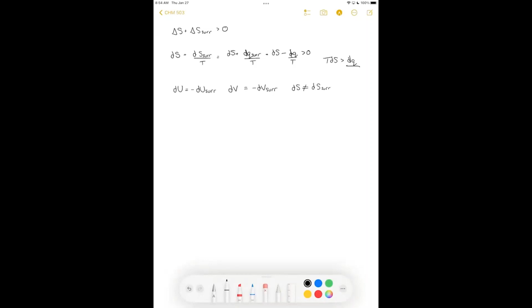So what we're going to do is rewrite basically dS surroundings in terms of dU surroundings, dV surroundings, things like that, and then we can relate those to the system. That's kind of the idea about what's going on here.